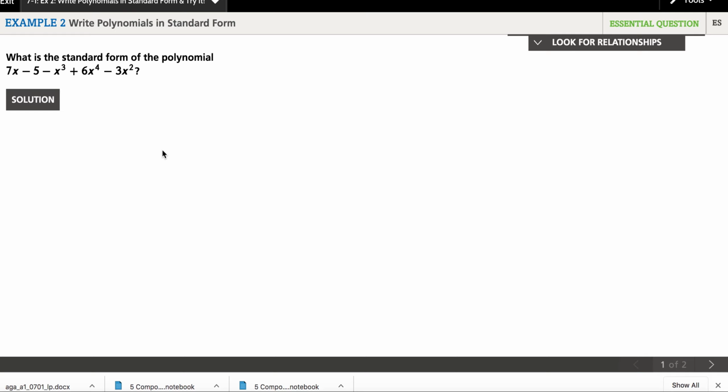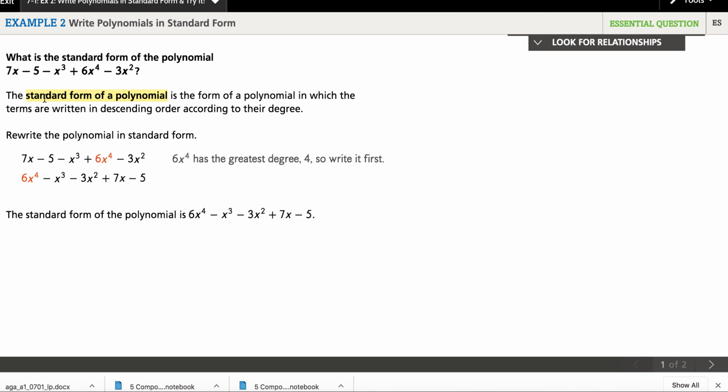Okay, as you see here, the exponents are all over the place, but we have to put them in a standard way. We have to put them in order. How does the order work for this? Let's see the solution here. The standard form of a polynomial.